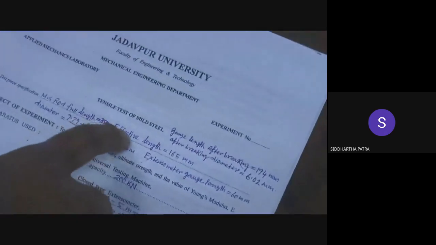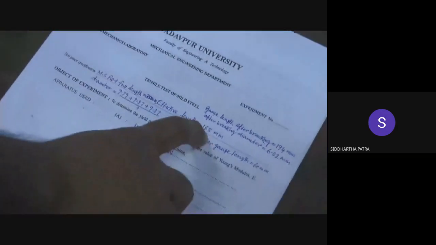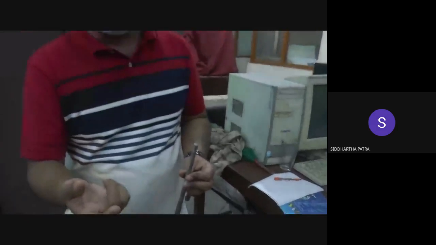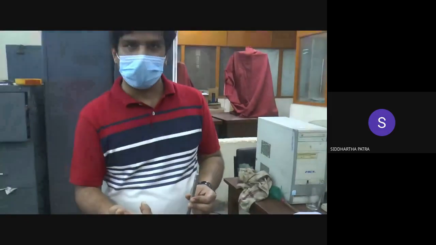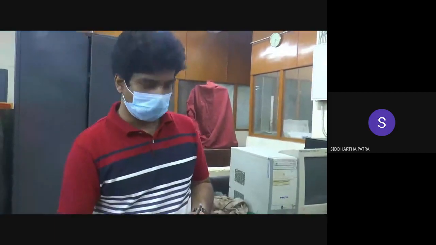So what length are we talking about? We are talking about the effective length, the length of the 10 millimeter portion. So that has changed from 165 to 194, and from that you can figure out how much is the percentage elongation. Both percentage elongation and the reduction in cross section are a measurement of the ductility of the material. The more ductile the material is, the higher will be the reduction in the cross section, and higher will be the change in the length.